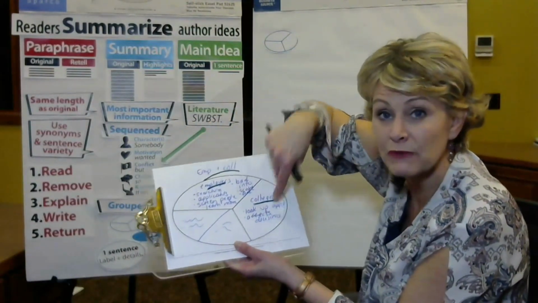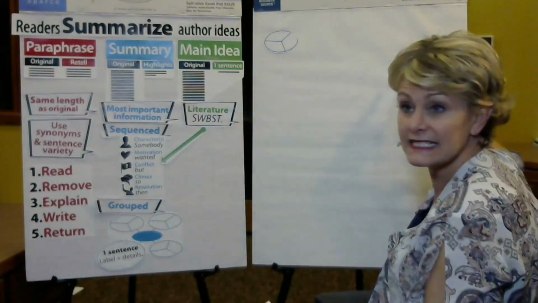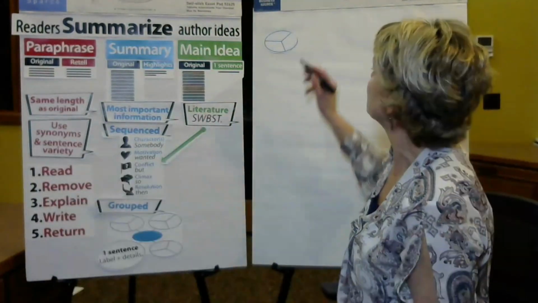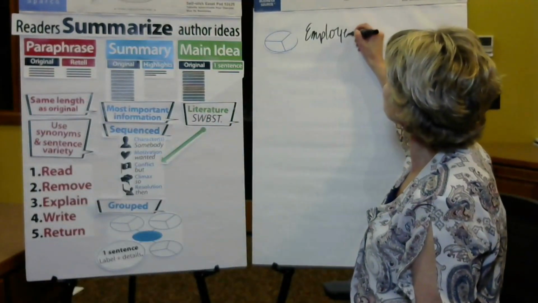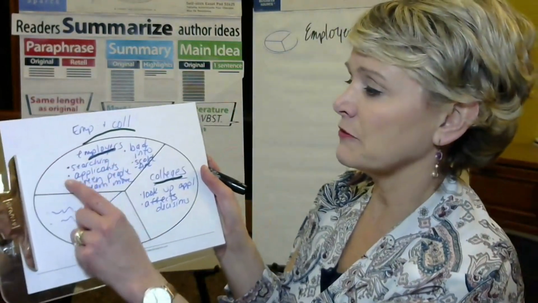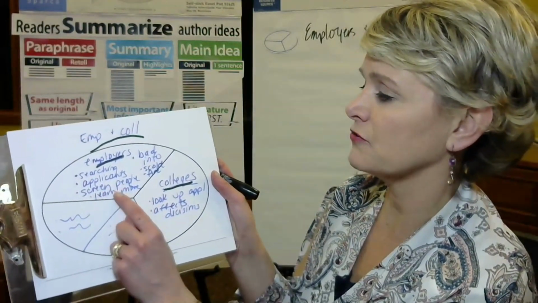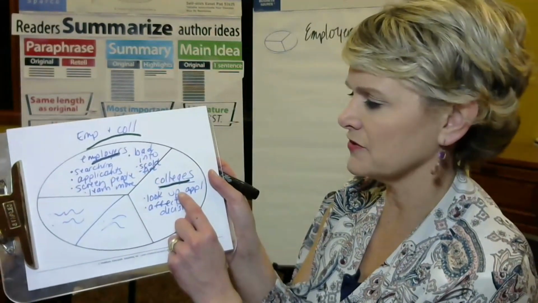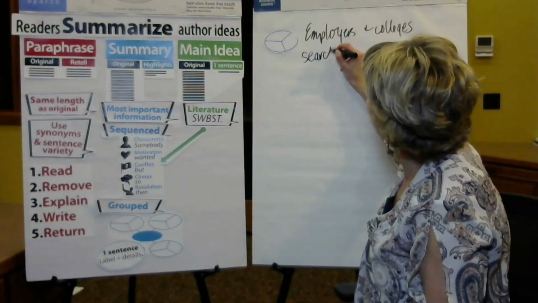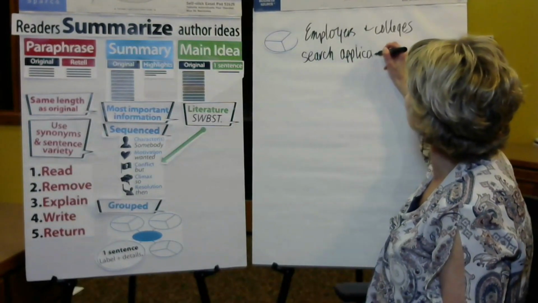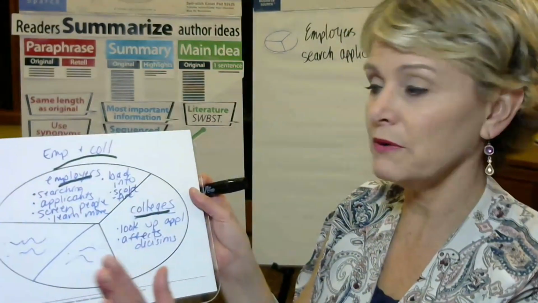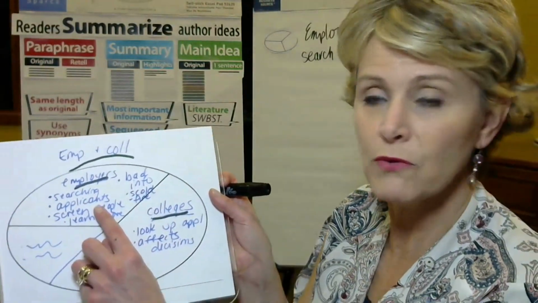Each pie piece has to be represented in the sentence. Okay, so just listen to how I do this. I'm going to start with the label. I'm going to start with employers and colleges. Now, if I start with employers, they're searching applicants, screening, learning, but so were colleges. They're looking up. Employers and colleges search applicants online. Okay, good. Wait, we're not done because they do more than just search.